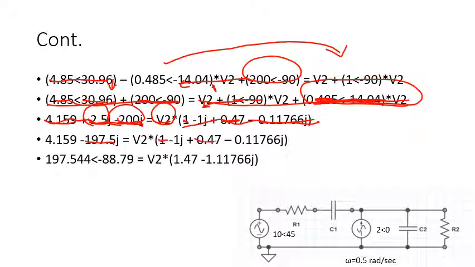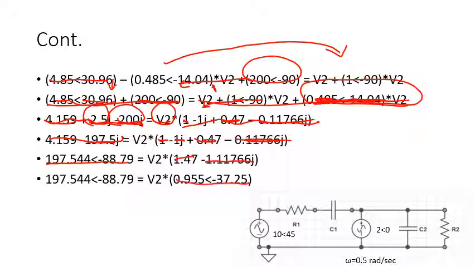And V2, I just copied that whole line over again. V2, my real terms, I have 1 plus 0.47. That gets me 1.47. I have negative 1j and negative 0.11766. That gets me negative 1.11766j. Over on this side, I've now got just a single real and imaginary term. Put that in phasor form. Calculate your magnitude and your phase angle for that. Now I put the term times V2 in phasor form, now that I just have a single real, single imaginary number. Calculate the square root of 1.47 squared plus negative 1.11766 squared, and I get 0.95 phase angle of negative 1.11766 divided by 1.47 gets me negative 37.25. That whole thing times V2.